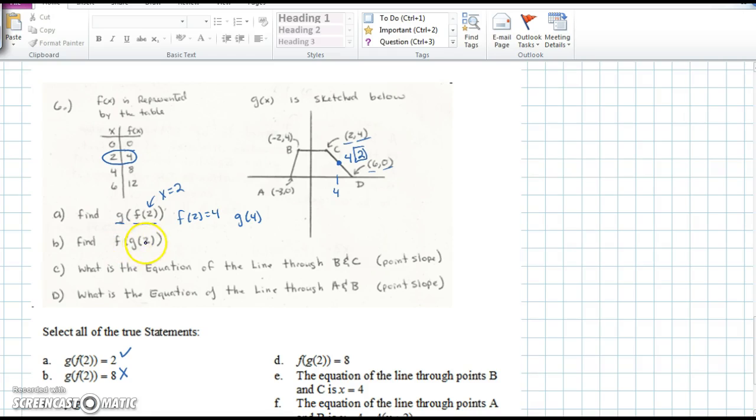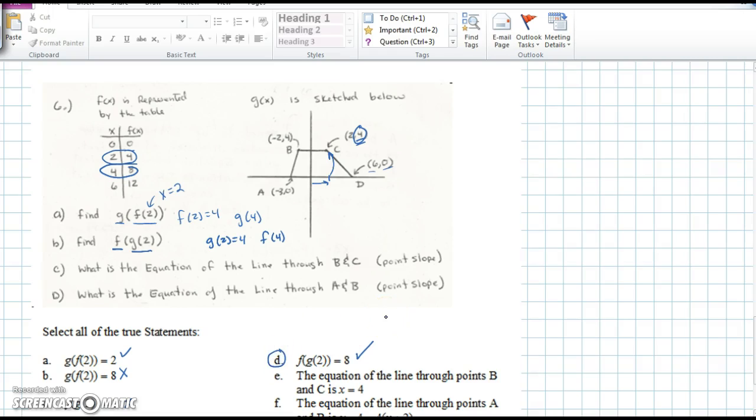Now we'll look at f of g of 2, meaning first thing we do, enter the graph at 2. When we look at the graph at 2, the y value is 4. So g of 2 equals 4. Now we're looking for f of 4. We go to our table, f of 4 equals 8. That means this can't be right, but D is right.